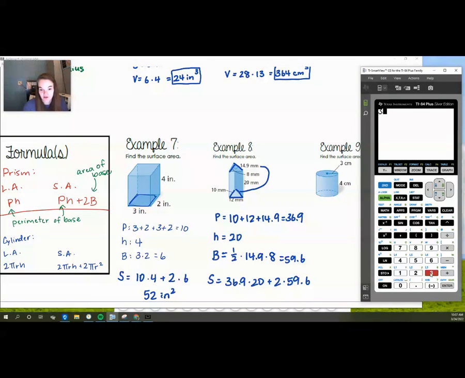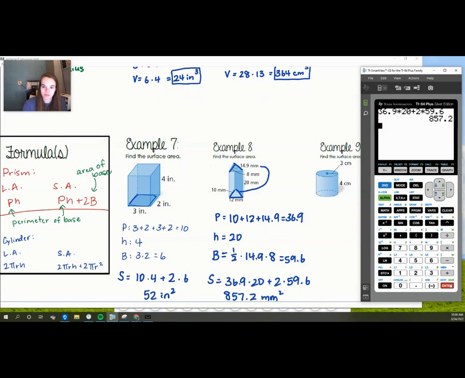Or like I said, you could find the area of each piece, which is what we will actually do in composite figures, actually. 2 times 59.6. So 857.2 millimeters squared.